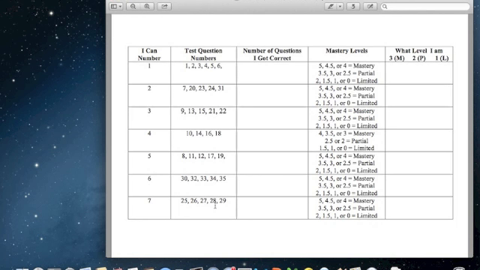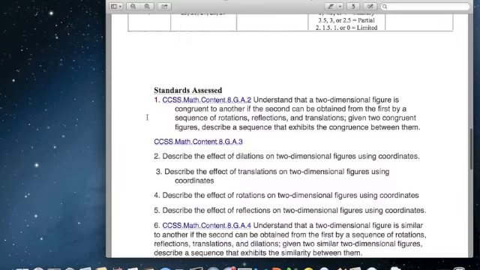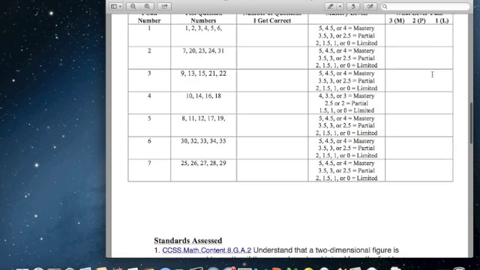Then we get to the table that lets them know, okay, now you know overall how you did, right and wrong, but what does that mean? In this particular assessment, there were 7 skills or 7 standards being tested. Now that we're down in the analysis table, let's say on standard 4 you have 4 possible questions you could have answered correctly: numbers 10, 14, 16, and 18. If you would like to know what I Can 4, standard 4, is, it's right down here: describe the effects of rotations on a two-dimensional figure using coordinates. So these 4 questions assessed how well you could do that.